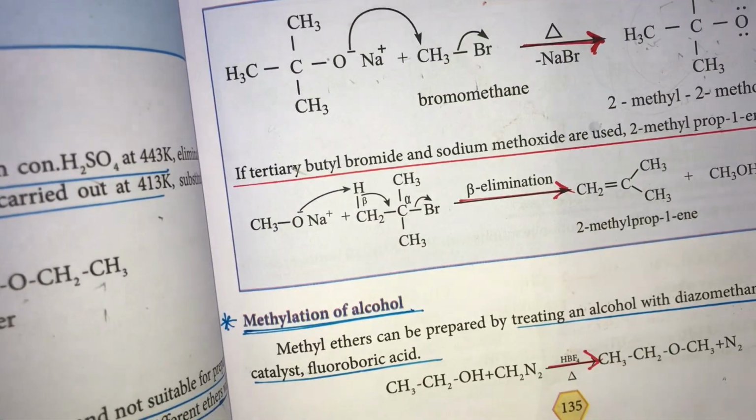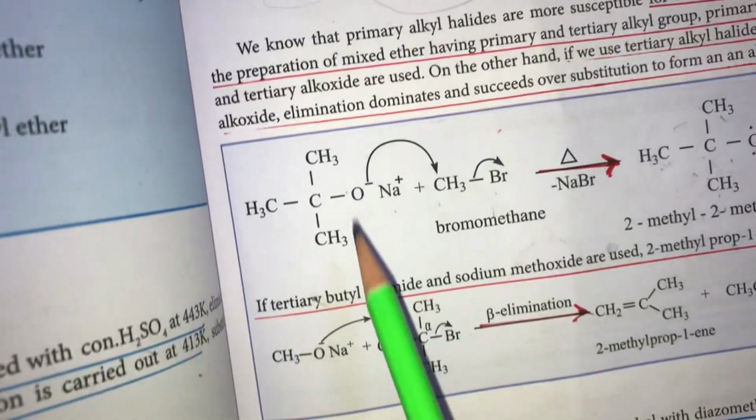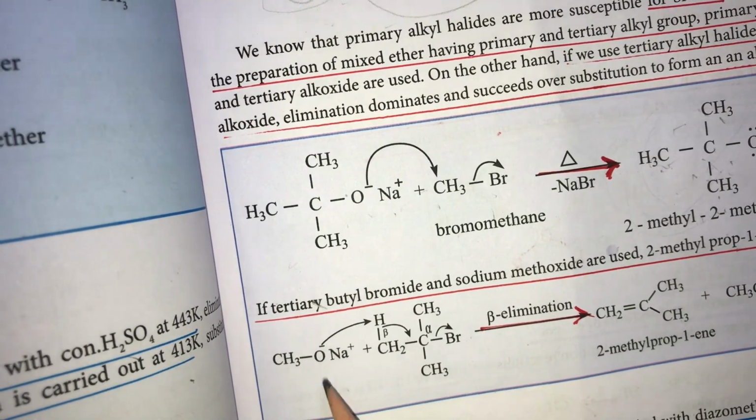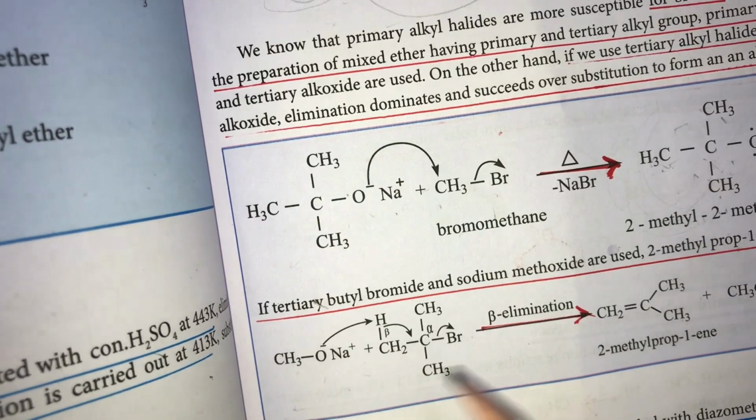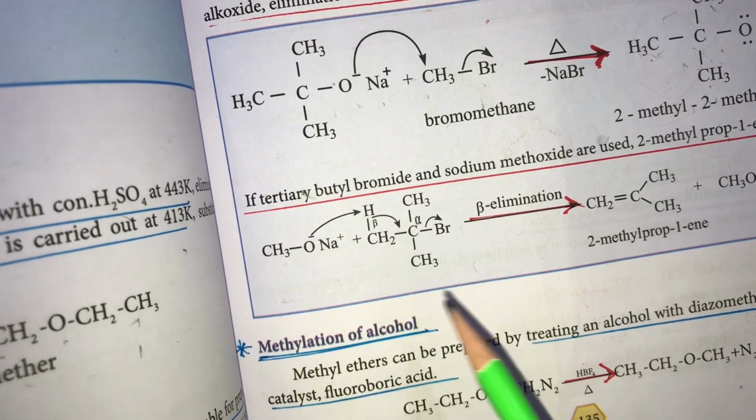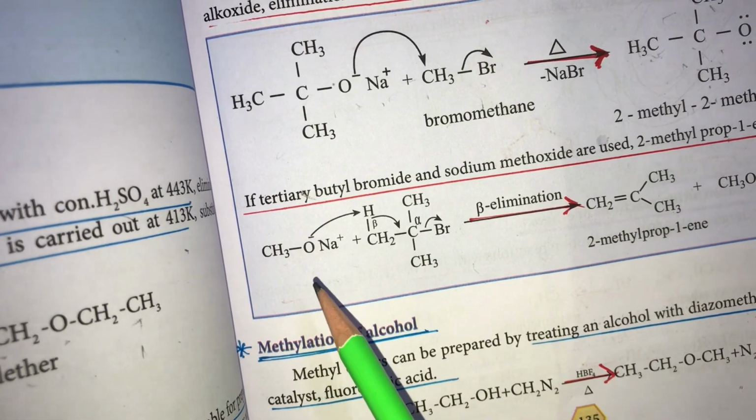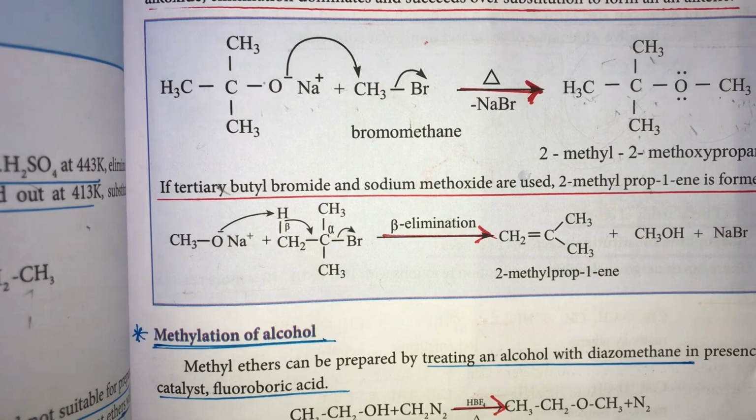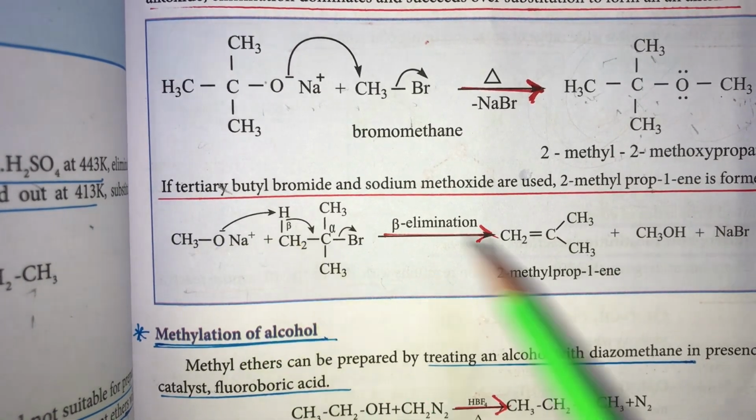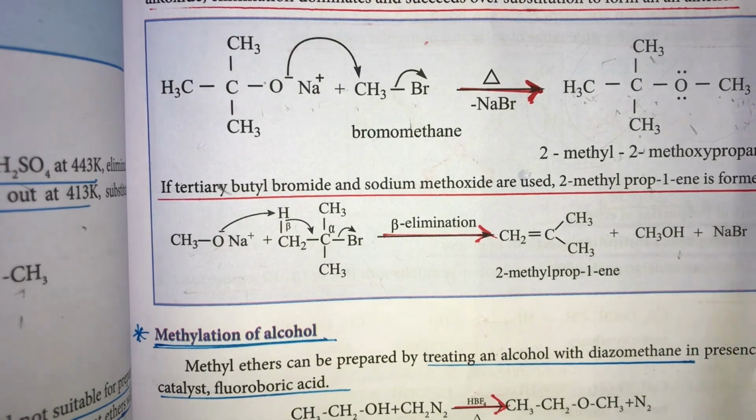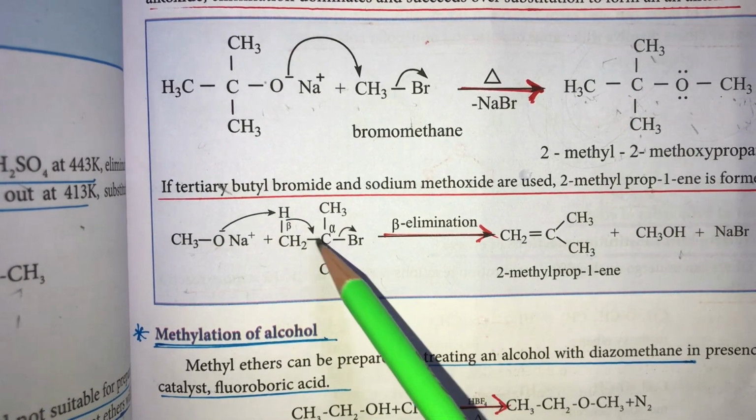For example, instead of the tertiary butyl alkoxide group, if we use a primary alkoxide, sodium methoxide, and tertiary butyl bromide, what happens is, the alkoxide used is basic in nature. Thereby it undergoes beta elimination to form alkene. So CH3O reacts with H, forming CH3OH, and Na and Br react to form NaBr.